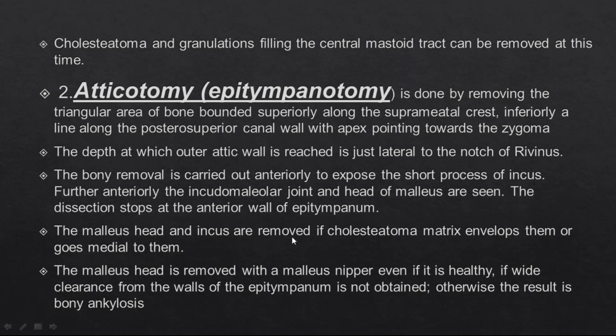The malleus head and incus are removed if the cholesteatoma matrix envelops them or goes medial to them. I was telling in the beginning of the lecture that any cholesteatoma mass lying medial to the ossicular chain warrants a modified radical mastoidectomy. It is difficult to clear the cholesteatoma debris, because the first preference is the disease control.